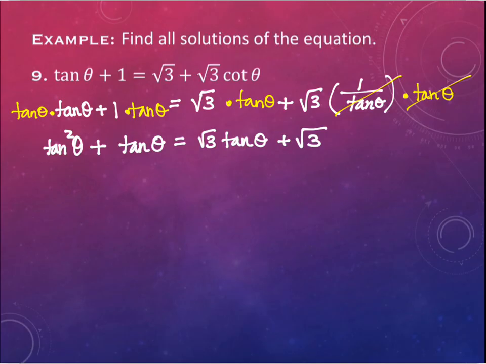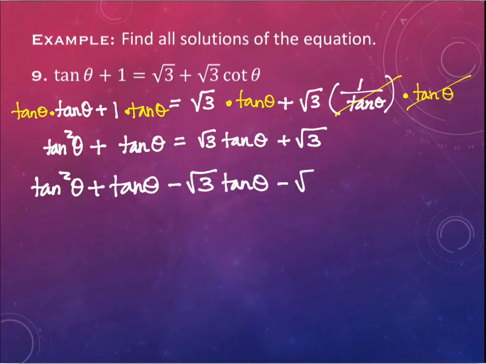Again, I like my quadratics, the x squared terms or the squared terms, to be positive. So I want to move everything to the left-hand side this time because tangent squared is already positive over there. So we're going to shift this. I've got a tangent squared theta, and I've got a tangent theta. And then I'm going to move the square root 3's. So it'll be negative square root 3 tangent theta to move it to the left, and a negative square root 3 to the left equals 0.